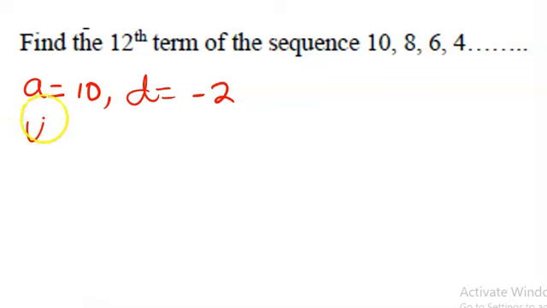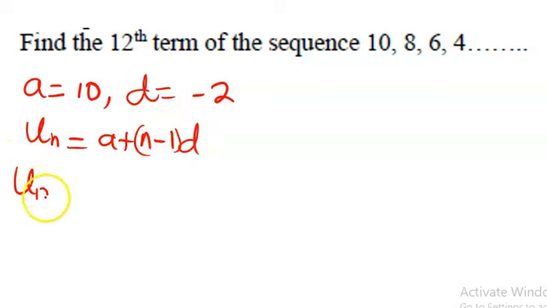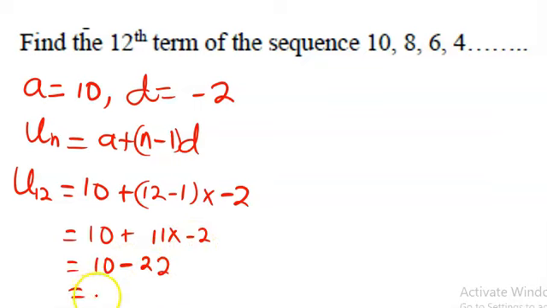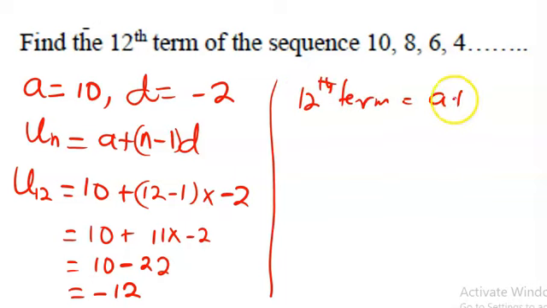You then use the nth term. The nth term is A plus n minus 1 D. We are looking at the 12th term. So the 12th term will be 10 plus 12 minus 1 times the common difference. And this is 10 plus 11 times minus 2. So we have 10, and 11 times minus 2 is minus 22. And this is giving us minus 12. You can also do it straightforward, since the 12th term is simply A plus 11D. Yes, you can also use this one.